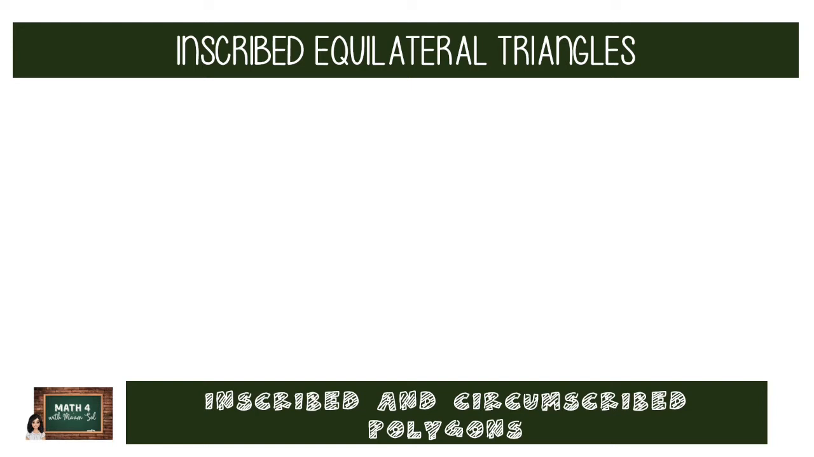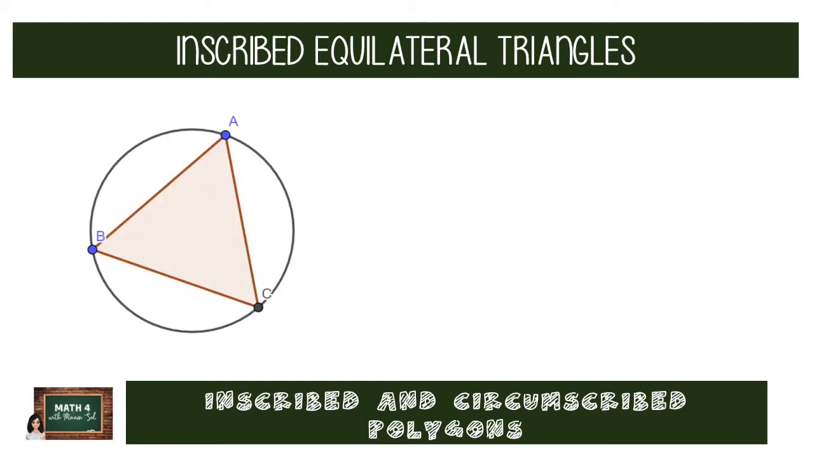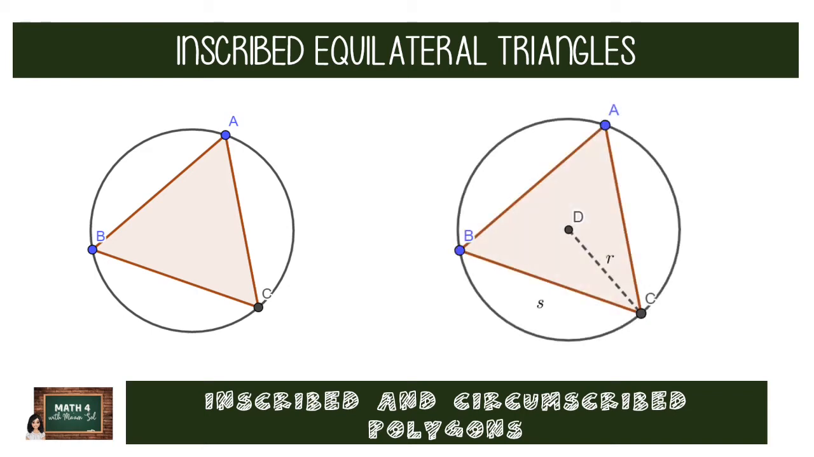First off, let us try to explore a special property of an inscribed equilateral triangle. We are going to see the relationship between the radius of the circle and the side of the equilateral triangle. For uniformity, let us denote the radius of the circle as r and the side of the triangle as s.